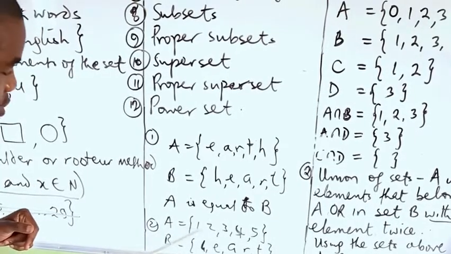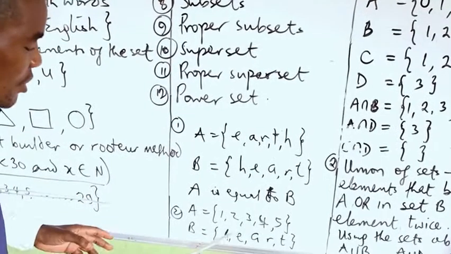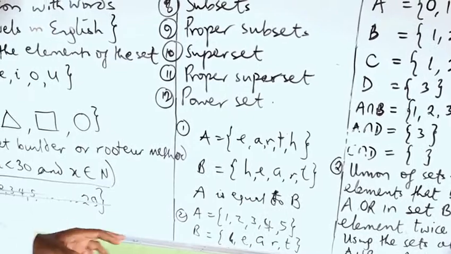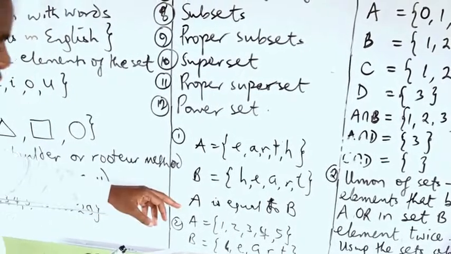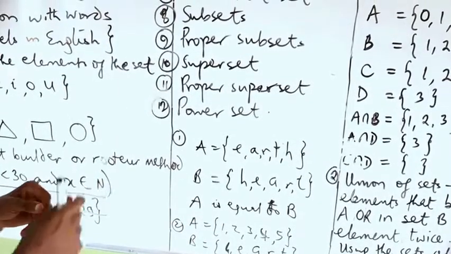Set A has 1, 2, 3, 4, 5 elements. And set B also has 1, 2, 3, 4, 5 elements. So the two sets, though they don't have the same elements, because they have the same number of elements, we say the two sets are equivalent. That is the meaning of equivalent set.